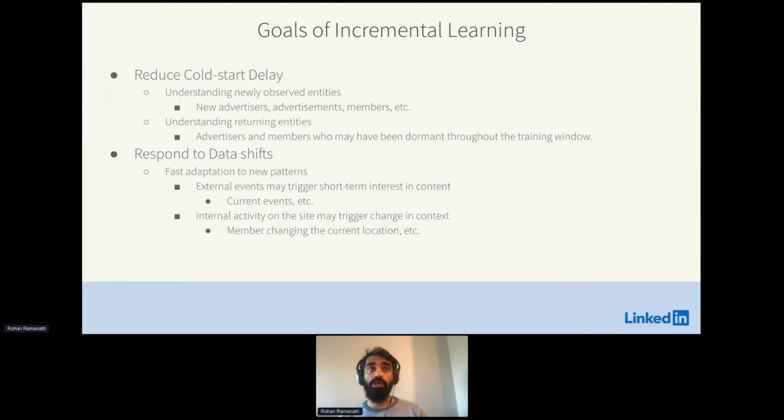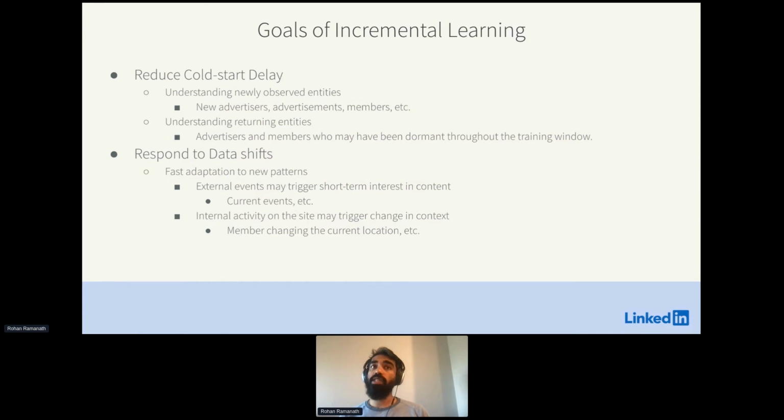The second thing we want to do is respond better to data shifts. What is a data shift? A data shift is introduced when new patterns are introduced for specific entities. An entity is again a member or an ad or a job or whatever it is. Now, these shifts can be either external to LinkedIn or internal to LinkedIn. An example of an external event could be current events, the news breaking out, some disasters, anything that changes outside LinkedIn's ecosystem. Our recommender systems still need to evolve to accommodate for changes in interest.